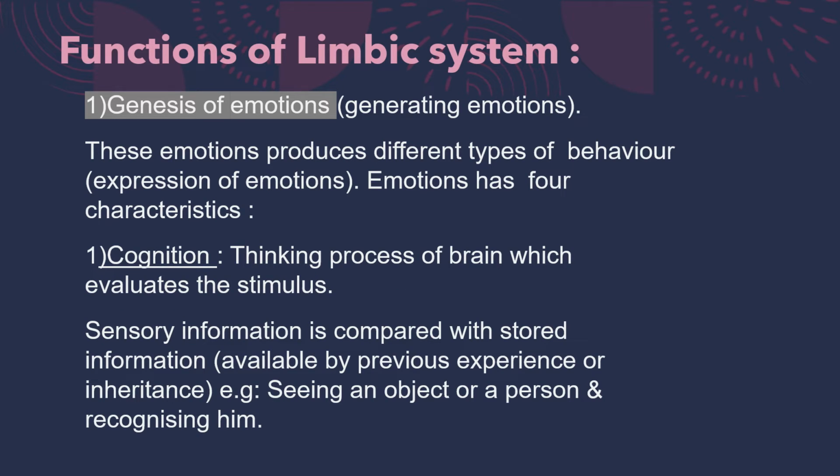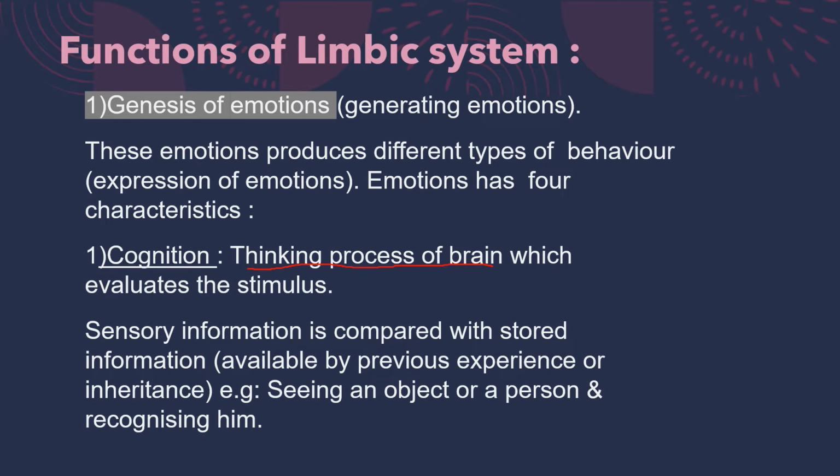So the first one is the genesis of emotions, or generating emotions. These emotions produce different types of behavior, that is the expression of emotions. These emotions have four characteristics. One is cognition. That is the thinking process of the brain which evaluates the stimulus. So cognition is the thinking process of the brain which evaluates the stimulus.